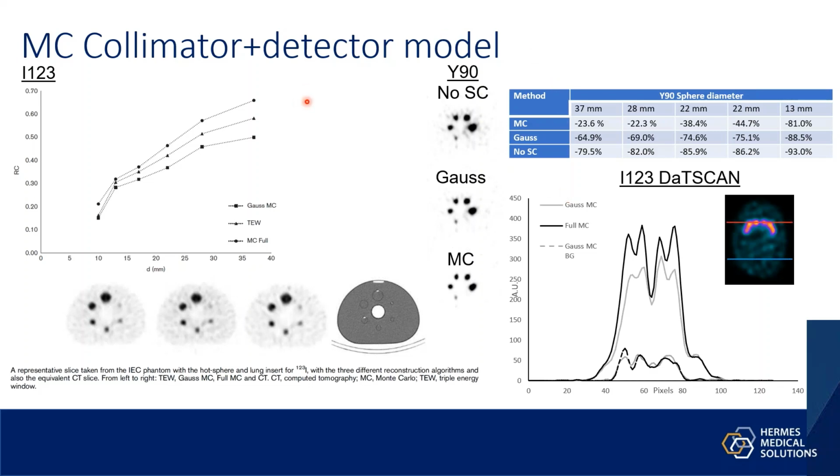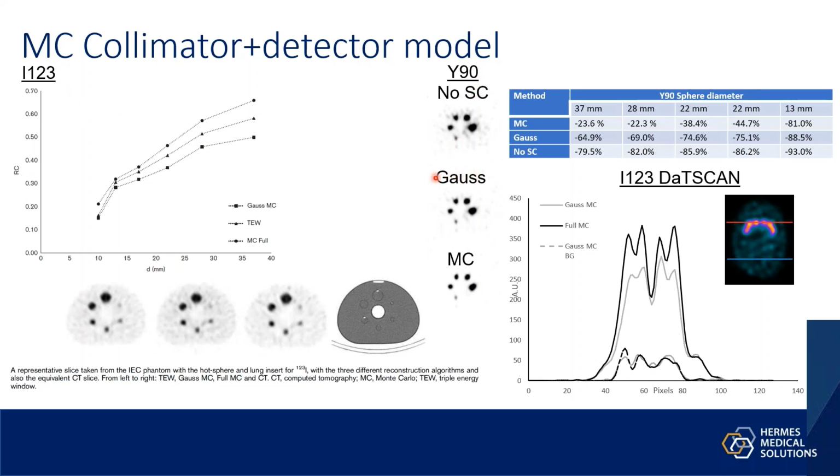So what it does for the images is that it increases the recovery coefficients. So here we have the NEMA IEC phantom, which has these spheres of different diameter, and if you compare the recovery coefficients, which are the ratio of the calculated and measured activity inside the sphere, you see that the full model provides you much more accurate recovery coefficients than the Gaussian model. And this was with iodine-123.